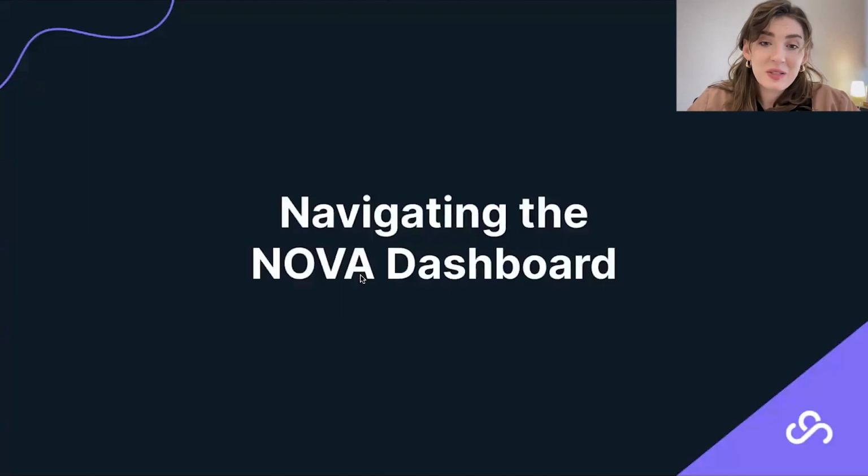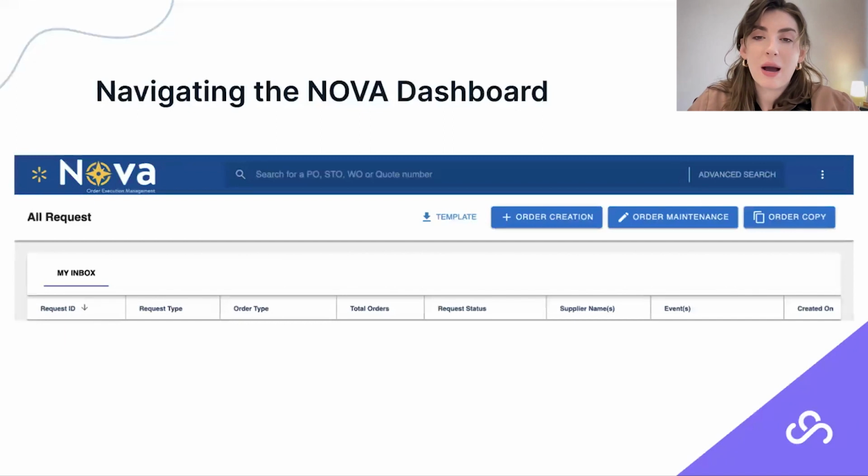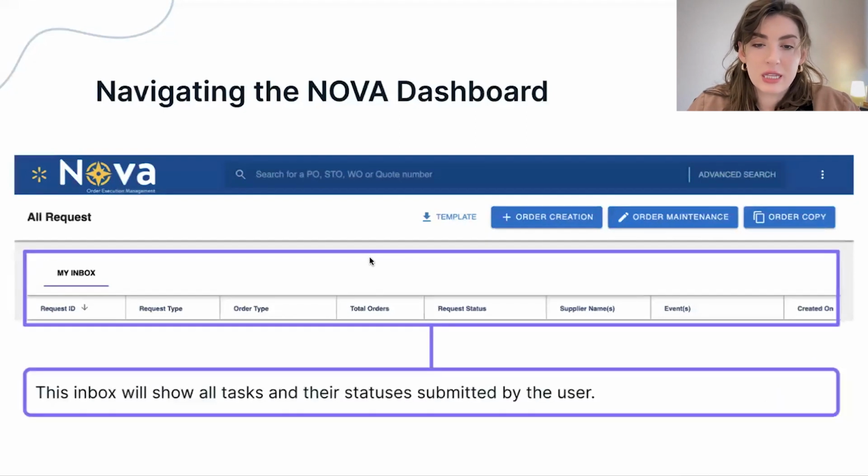All right, now we're going to get into navigating the Nova dashboard. If you've been in a Walmart application, this will not feel too different. We're going to go through the different ways you can look at this and understand it. First off, you're going to see this inbox here. That's pretty typical for some of the other Walmart applications. This is where all your tasks and their statuses are going to be, and we'll break down what those different columns mean here.